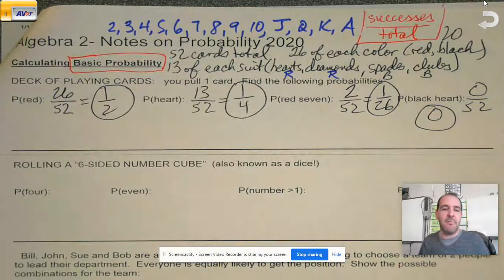Probability is 0. You can't get a black heart unless somebody's messing with you and has changed the deck around, because a normal deck wouldn't have that. That's the process we're working through here, okay?